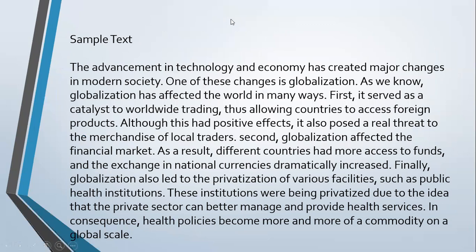Example text. The advancement in technology and economy has created major changes in modern society. One of these changes is globalization. As we know, globalization has affected the world in many ways. First, it served as a catalyst to worldwide trading, thus allowing countries to access foreign products. Although this had positive effects, it also posed a real threat to the merchandise of local traders.